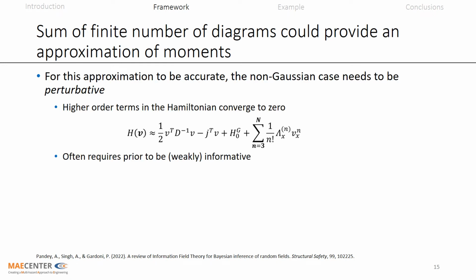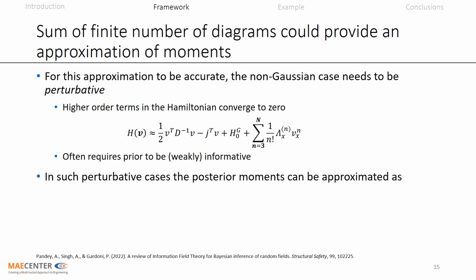So a sum of a finite number of diagrams could provide an approximation of posterior moments. For this approximation to be accurate, the non-Gaussian case needs to be perturbative. That is, the higher order terms in the Hamiltonian need to converge to zero, as we saw in the expansion of the Hamiltonian, which implies that the Hamiltonian can now be written as a sum of finite terms or finite diagrams. Often, this perturbative characteristic can be obtained by using a weakly informative prior, which is not always the case, but this is one way of achieving perturbative non-Gaussianity.